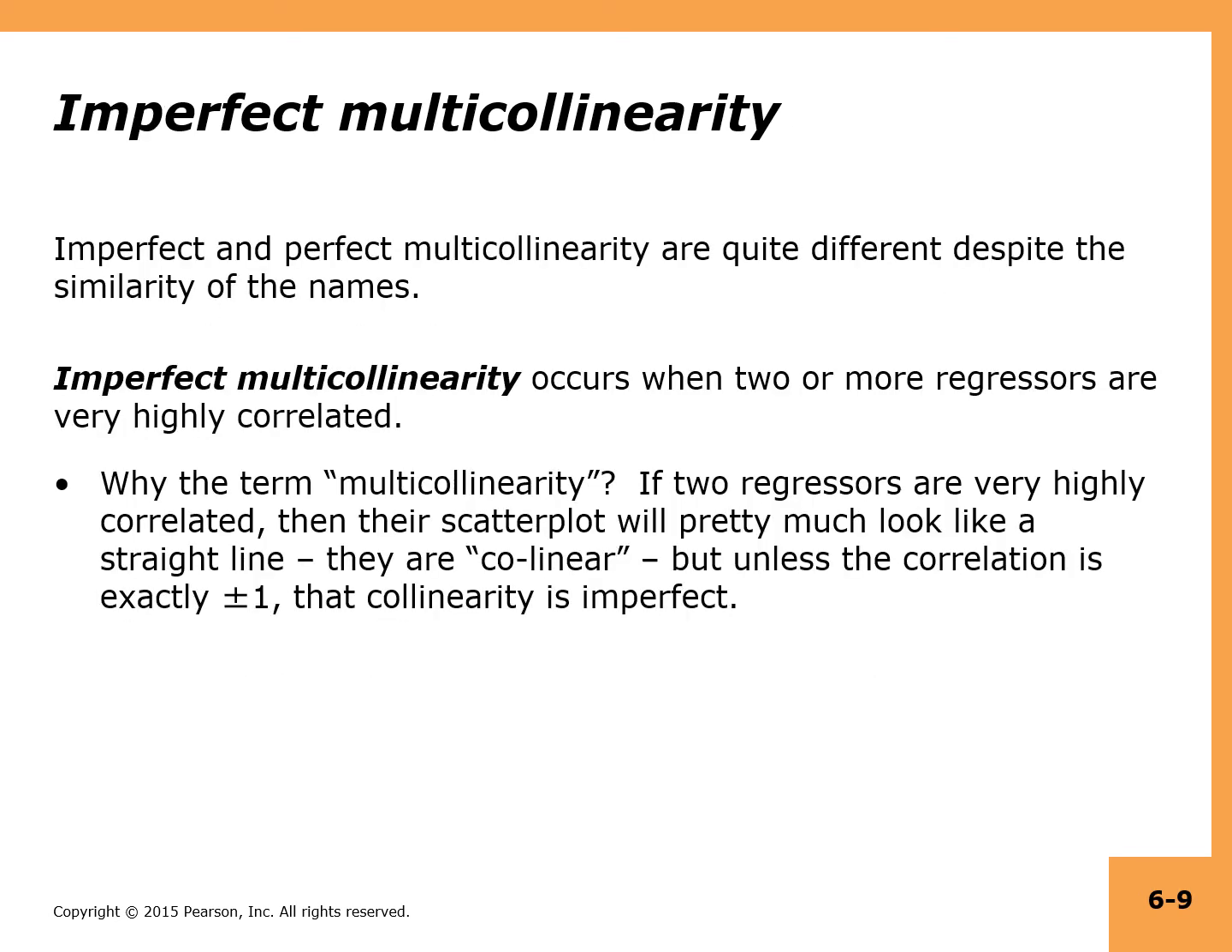So the next idea that we're going to discuss is imperfect multicollinearity. Imperfect multicollinearity happens when two or more regressors are highly correlated. It's different from perfect multicollinearity in the sense that the two regressors are moving at the same time, either in the same direction or the opposite direction, but they're not exactly on a linear line.